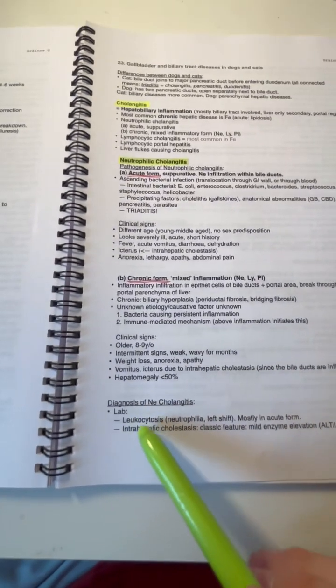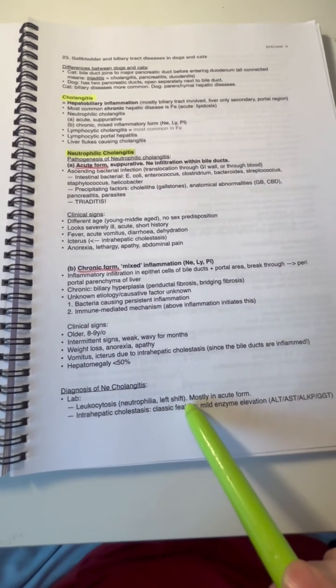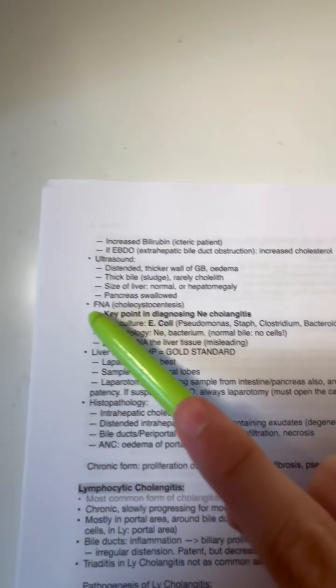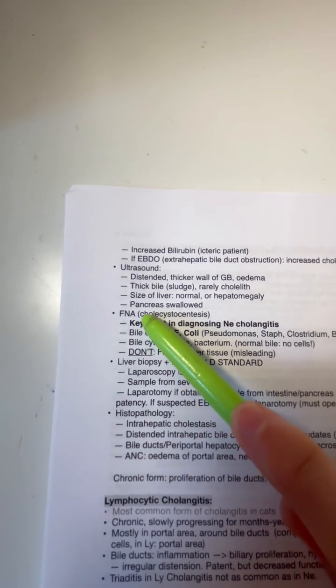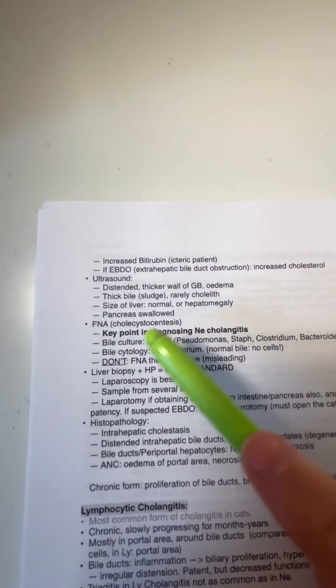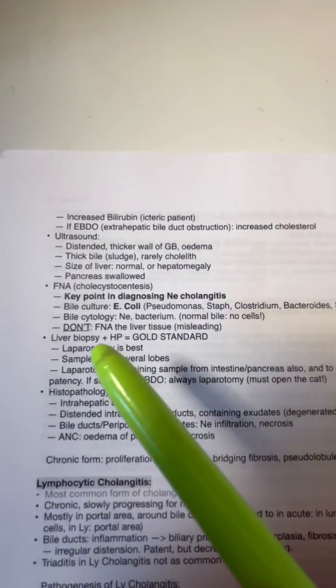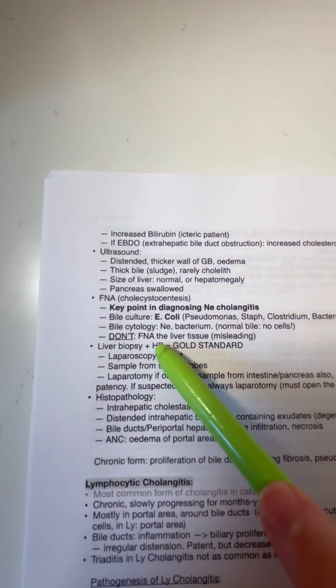In the lab diagnosis, we can see leukocytosis, so a neutrophilic left shift, especially in the acute form. To diagnose, you need to do a fine needle aspiration, also known as cholecystocentesis. This way you can do a bile culture, and it's normally E. coli. Make sure you don't do a fine needle aspiration of liver tissue.